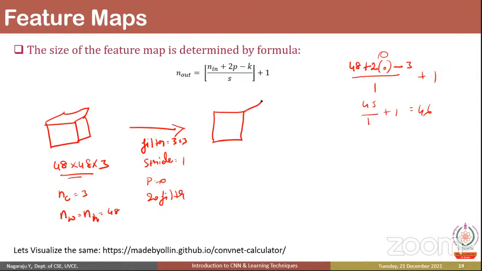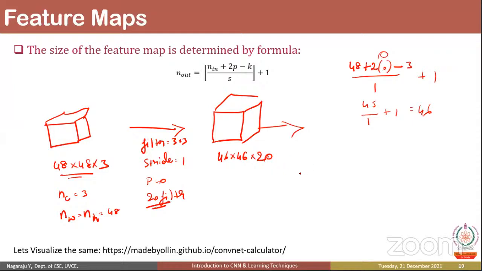So the output of this operation is a feature map of size 46 × 46. Then how many channels are we going to get? The number of channels is equal to the number of filters we have used. Okay, the number of filters we have used here. So this is going to be repeated again and again, if I do the same again.